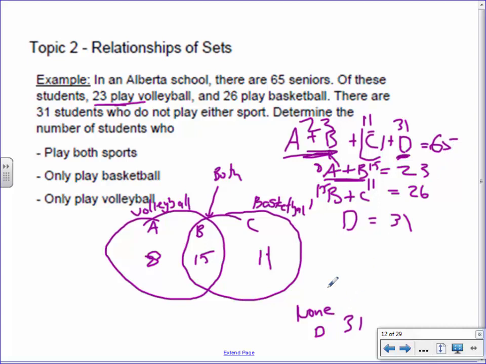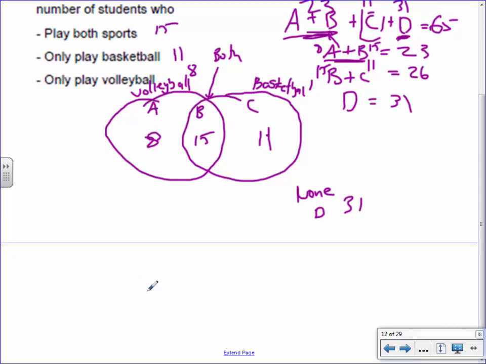All right, so then last step. If I were to ask you who plays both sports, you'd say there's 15 who do. If I asked you who plays only basketball, that would be 11. And those who only play volleyball would be 8. What I want to do right now, though, is show you some other ways that we would notate this. Okay? So I'm going to go down a little bit here.